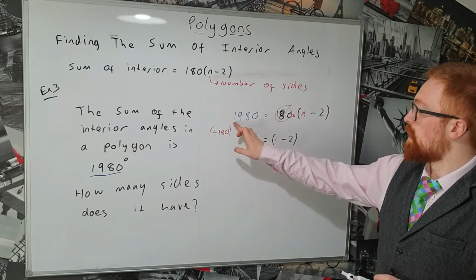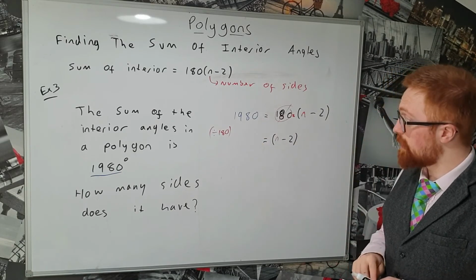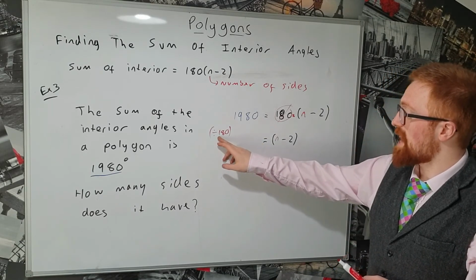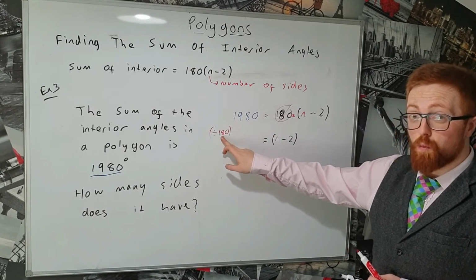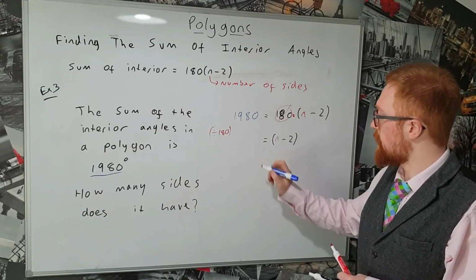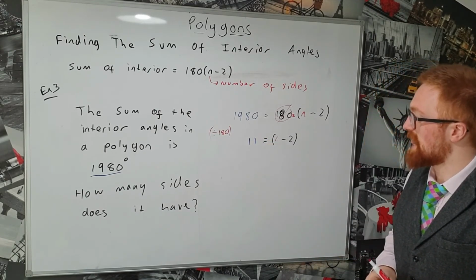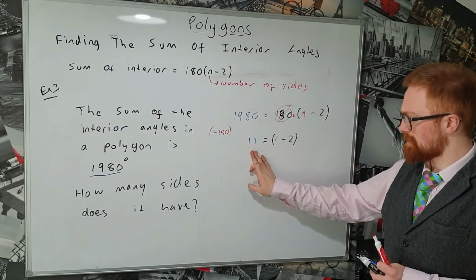Now on this side, 1980 divided by 180, that's quite a tricky problem. 10 lots of 180 are 1800. So if we add one more 180 on, that gives us 11. So our answer here on this side is going to be 11. 1980 divided by 180 is 11.